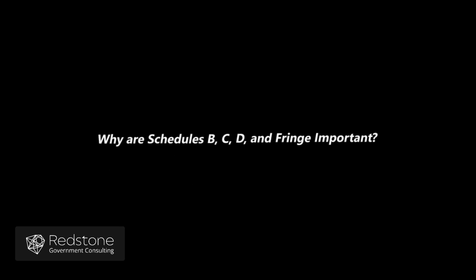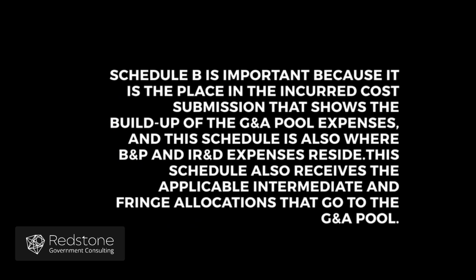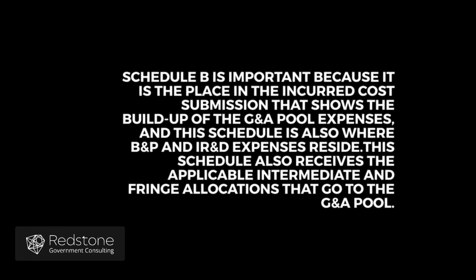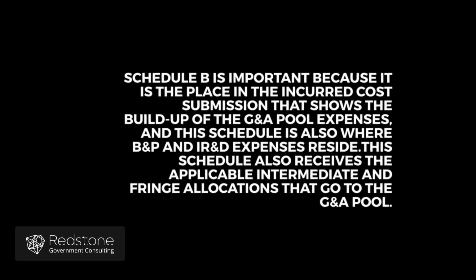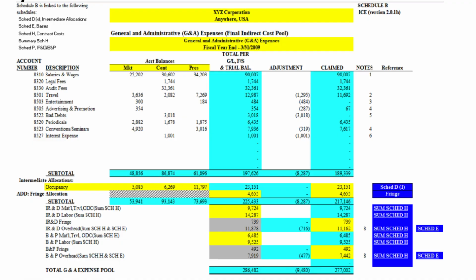Schedule B is important because it is the place in the incurred cost submission that shows the buildup of the G&A pool expenses, and this schedule is also where B&P and IR&D expenses reside. This schedule also receives the applicable intermediate and Fringe allocations that go to the G&A pool.